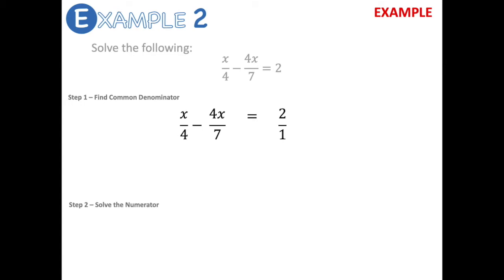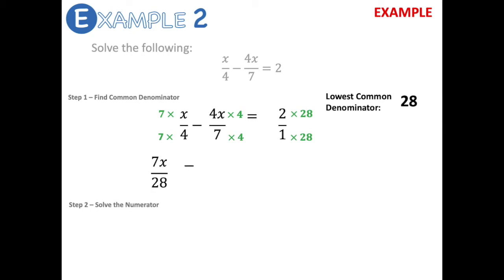So I've got a denominator of 4, a denominator of 7, and a denominator of 1. I want to find the lowest common denominator between those three, which is going to be 28. My first fraction, I'm going to multiply by 7. My second fraction, I'm going to multiply by 4. And my third fraction, my 2 over 1, I'm going to multiply by 28. So my new equation is going to be 7x over 28 subtract 16x over 28 is equal to 56 over 28.